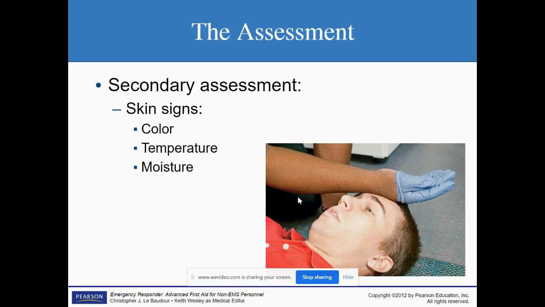For temperature, this can be affected by the environment and exertion, so take the time to factor these things into consideration. To assess for temperature, take the back of your hand and feel the forehead. It will either be hot, warm, or cool to the touch. And then finally, moisture. This is also affected by the environment or exertion, so you want to make sure you factor that in. But normal skin is usually dry. Moist skin is not typically normal for a person at rest and may be signs of stress on the body.